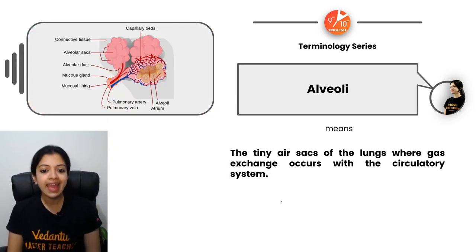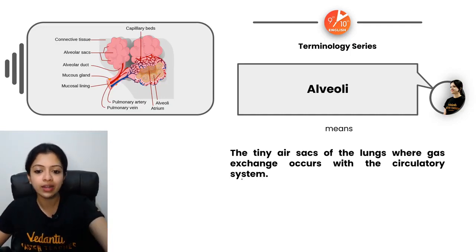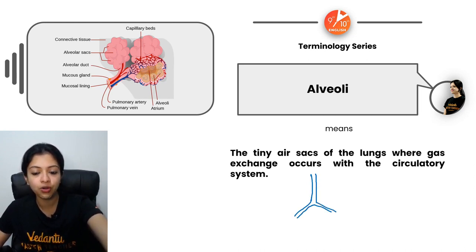Next one, alveoli. What are these? Alveoli are the tiny sacs of the lungs where gaseous exchange occurs with the circulatory system. Now, if you remember, this is the trachea. They branch out into right and left bronchi. All right, I'll mark the trachea like this.